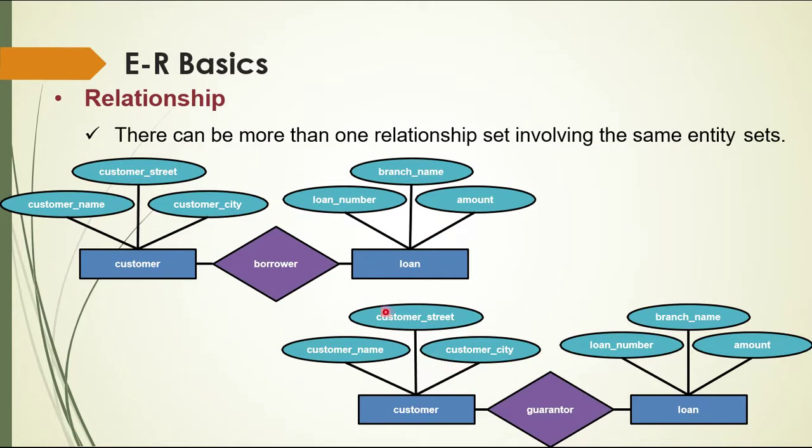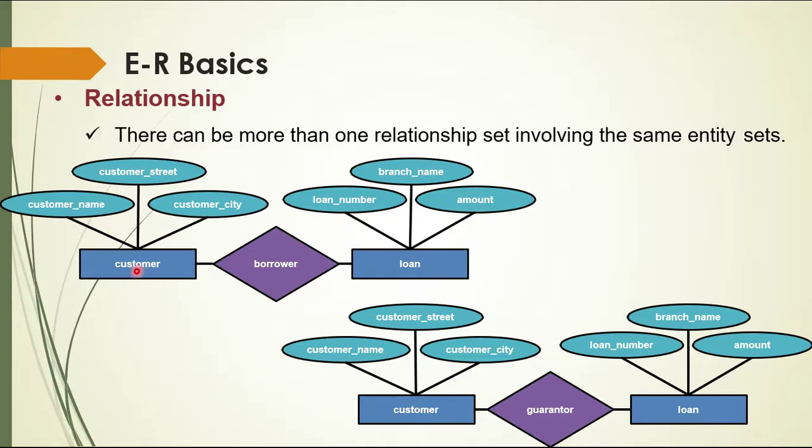Second example is, there can be more than one relationship set involving the same entity set. See here, we have two entities, customer and loan. Loan has the attributes loan number, branch name, amount. Now we can use multiple relations between these two entities. So customer borrows a loan from the bank, so we use borrower as a relationship. Customer guarantees a loan, so guarantor is also a relationship.